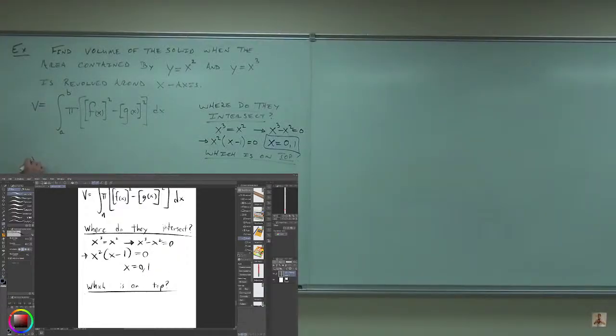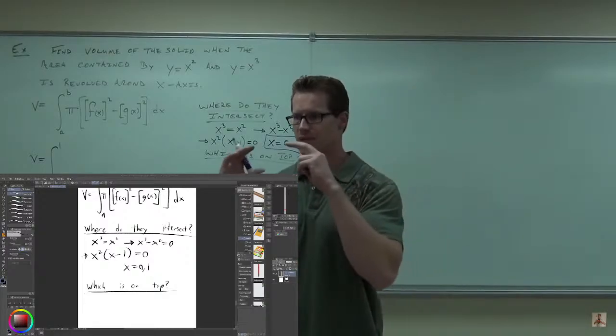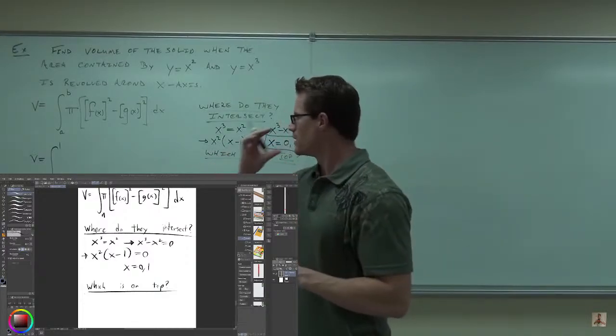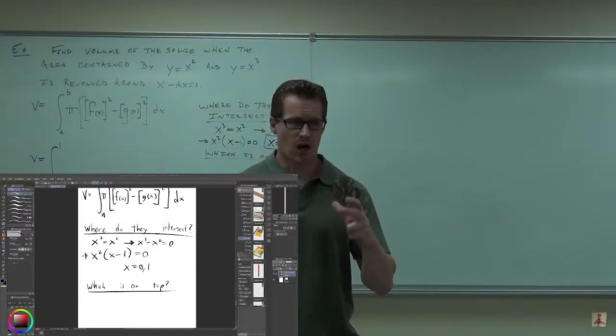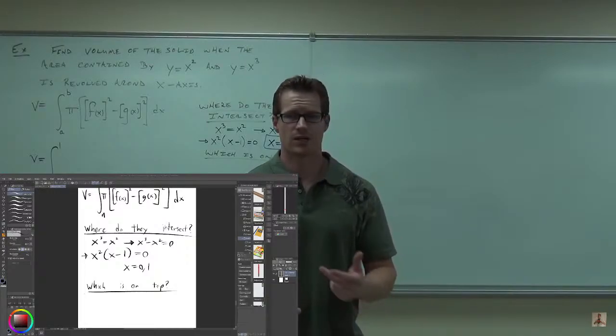Now do you know where your integral is going to start and stop? That's pretty great. So we can already start filling this thing out. The volume is going to be from 0 to 1. Not a problem. That's where these functions intersect. Therefore, the area must be contained between those two things. Now, what we need to do is find out which of these functions is on the top for that interval and which of these functions is on the bottom for that interval. How do you do that?